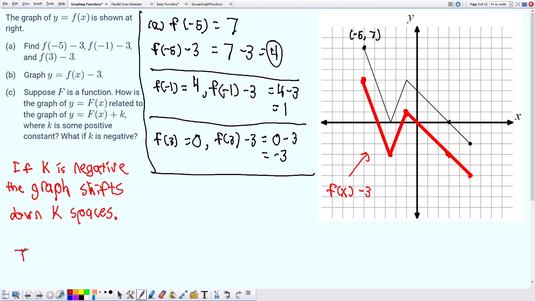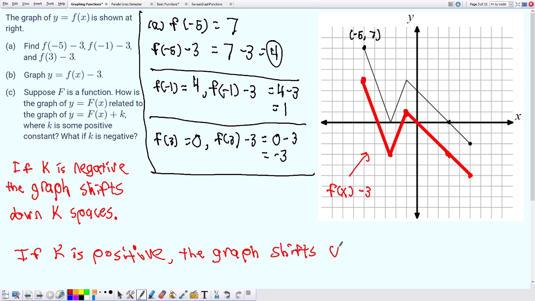If k is positive, you don't really have to imagine very hard to see where it would be. If it was a positive value, then since you'd be taking your f of x values and going up in the positive direction, your graph would shift upward. The graph shifts up k spaces. And that is it for our first problem.